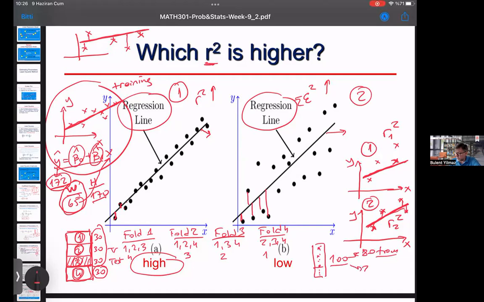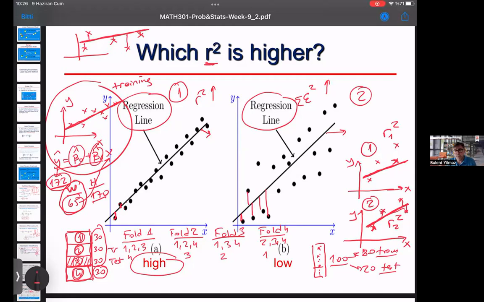And then 20 for test. But if the training is somewhat very different from test, your test performance might be low. That's why we call it generalizability. Okay, genelleştirilebilirlik. So we want to have such a training data that it will serve for a generalizable model.